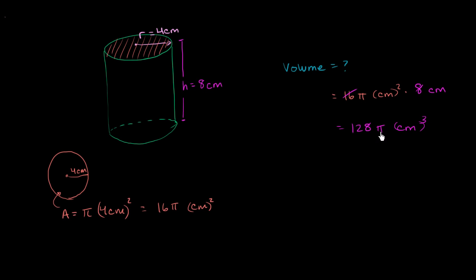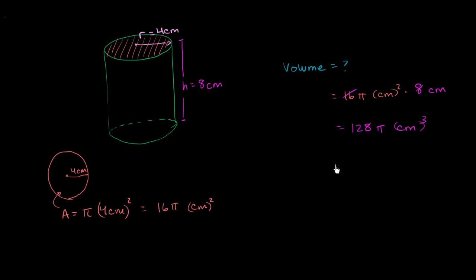And remember, pi is just a number. We write it as pi because it's a crazy irrational number that you could never completely write out: 3.14159, it keeps going on, never repeats. So we just leave it as pi. But if you wanted to figure it out, you can get a calculator, and this would be 3.14 roughly times 128. So it would be close to 400 cubic centimeters.